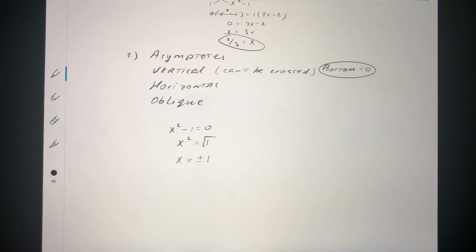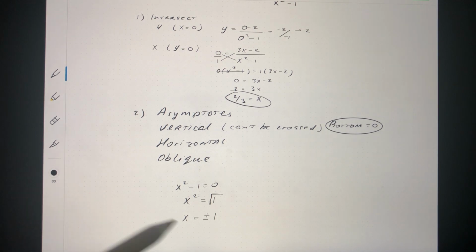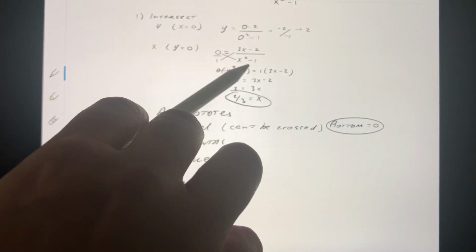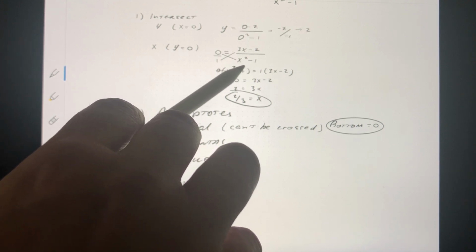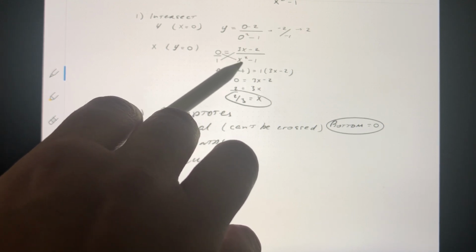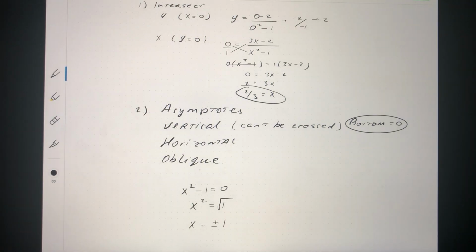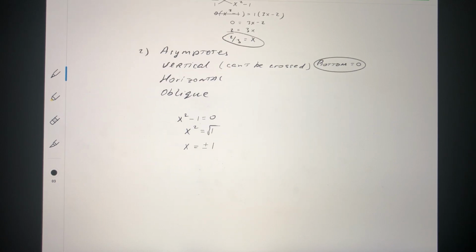That means that each time x turns into either 1 or negative 1, we will have 0 on the bottom, which means we will be dividing by 0, and that's impossible, which makes our graph break. So our vertical asymptote is what is impossible, and that's why the picture will have a gap at that point.